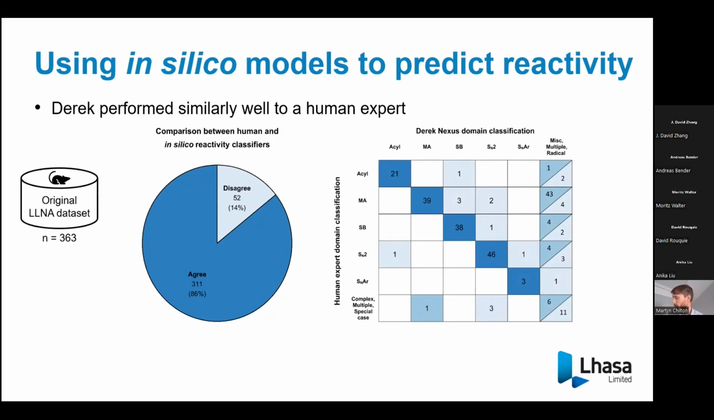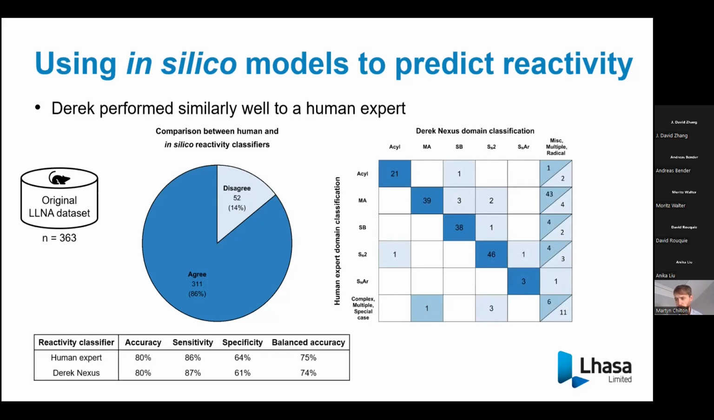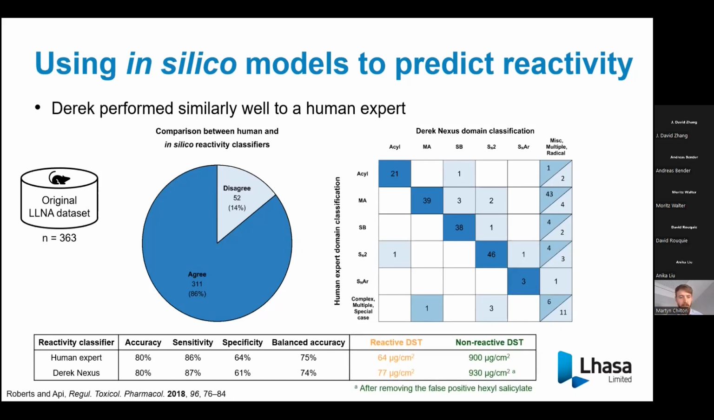A couple more checks we did. We checked, on a statistical level, how well a human classifier and an in silico classifier could predict the experimental activity. Both showed quite similar performance, very high sensitivity for both of them, and reasonable specificity as well. And the final check we did was, as a thought experiment, if we'd used the in silico model instead of a human, what would the thresholds have been? And pleasingly, they were very similar to the thresholds that were actually derived. So that gave us some confidence that using an in silico approach here was a reasonable way to go.